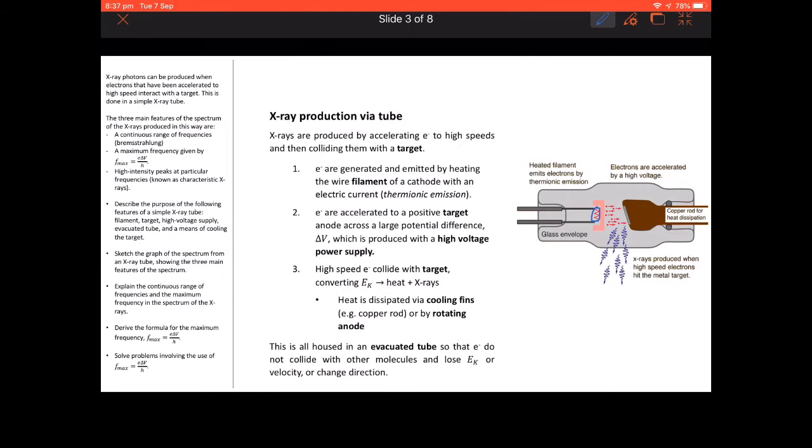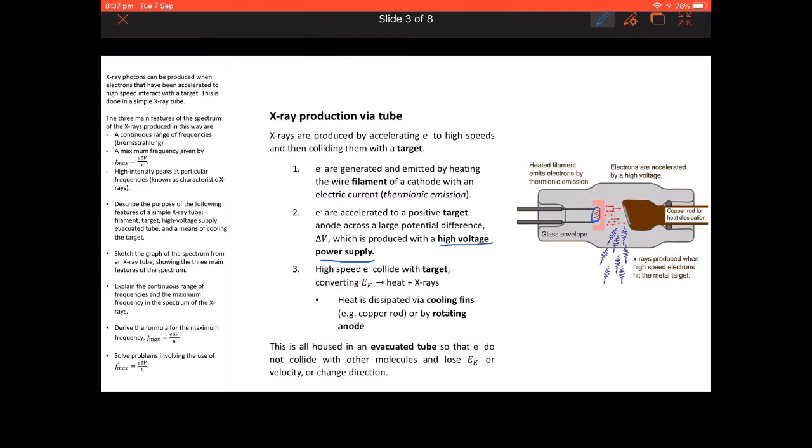The emitted electrons are accelerated to a positive target anode, so the target is a positive anode. Obviously, anodes are usually negative, as we touched on in the photoelectric video, but they are induced to be positive in an X-ray tube, and the electrons are accelerated with a large potential difference, and this is produced by a high voltage power supply. So the purpose of the high voltage power supply is to produce this large potential difference.